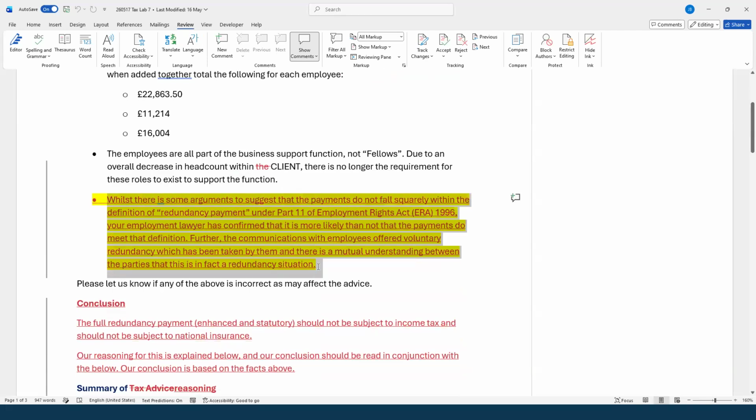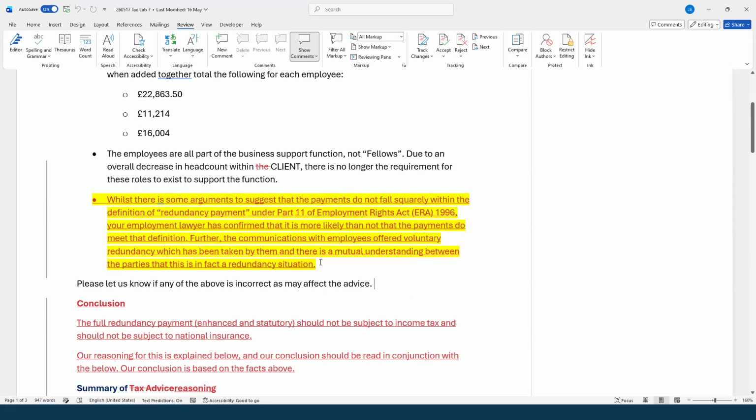So there's an extra bit added here. Let's see what this extra bit says. Whilst there are some arguments to suggest that the payments do not fall squarely within the definition of redundancy payments under Part 11 of the Employment Rights Act, ERA 1996, your employment lawyer has confirmed that it is more likely than not that the payments do meet that definition. Further, the communications with employees offered voluntary redundancy, which has been taken by them, and there is a mutual understanding between the parties that this is in fact a redundancy situation.